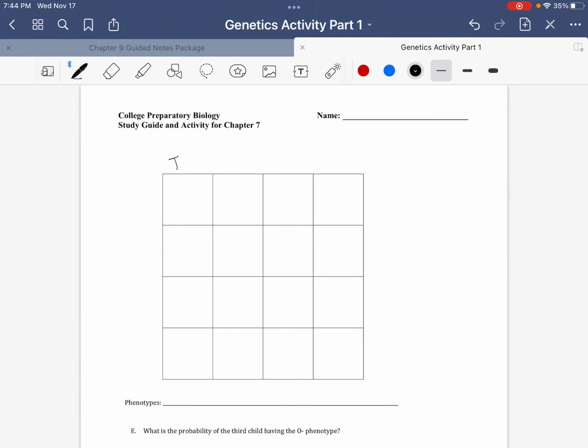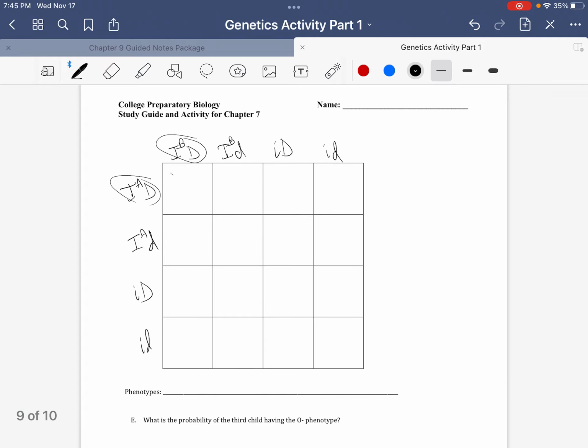So Mark on the top: big I with a B, big D; big I with a B, little d; little I, big D; little I, little d. Molly down the side. Okay, and then in this first square, we're going to combine this sperm with this egg. Since A comes first in the alphabet, we're going to list the A allele first. So big I with the A, big I with the B, two big D's.